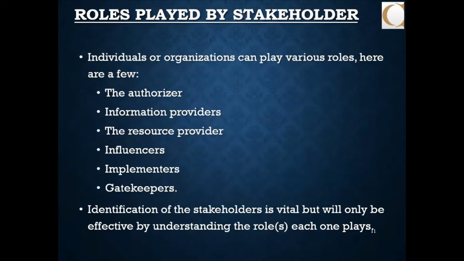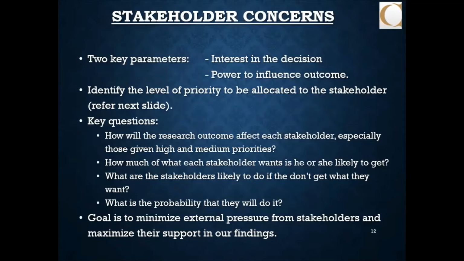So individuals or organizations can play various roles. Here are a few: the authorizer, information providers, the resource provider, influencers, implementers, gatekeepers. So then stakeholders are chosen through interest in the decision, power to influence outcome. And we need to determine who is affected by the study.